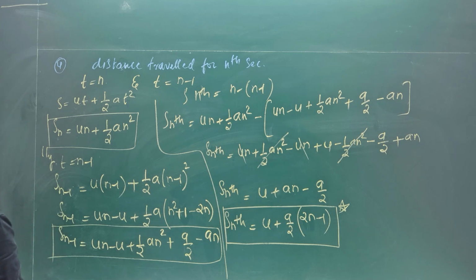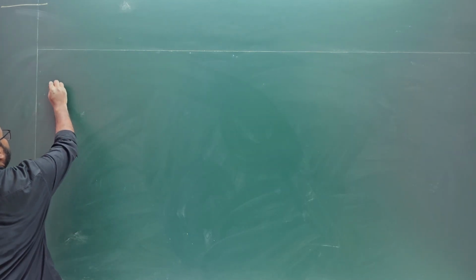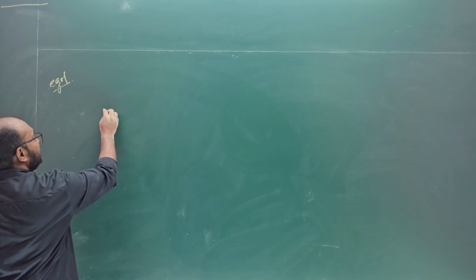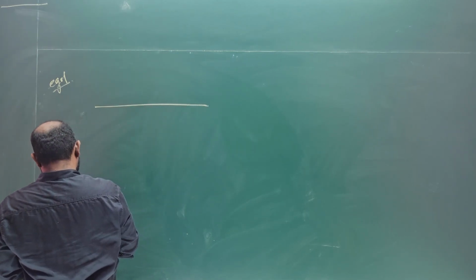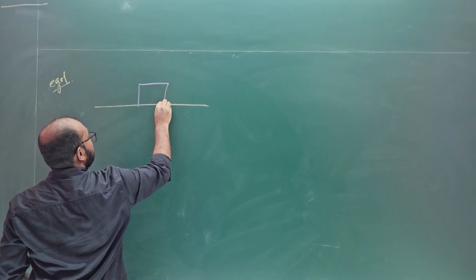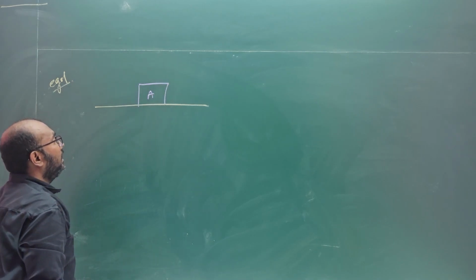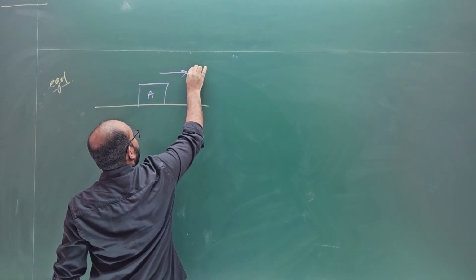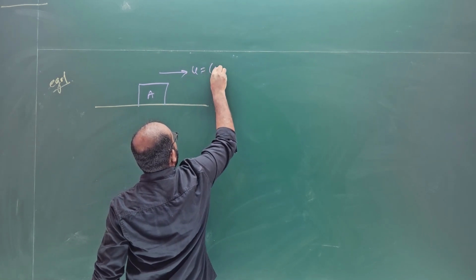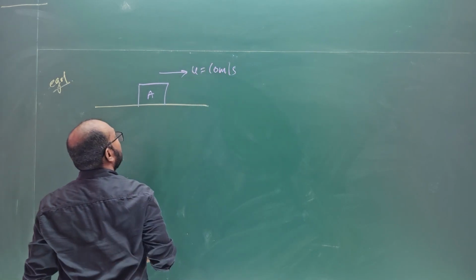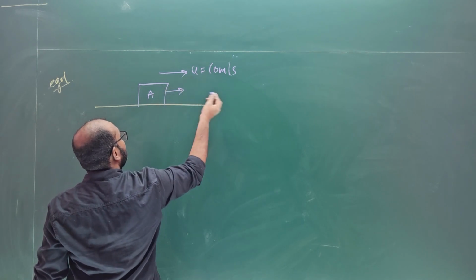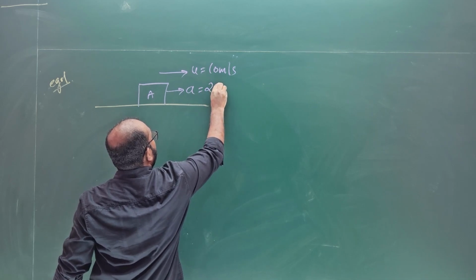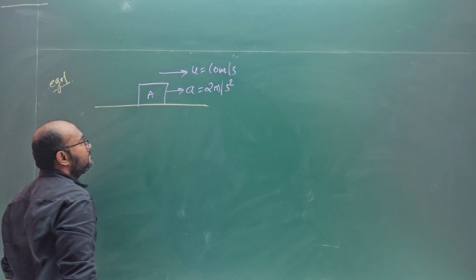Write down first. Okay. Let us start with examples. Example number 1. Consider an object is placed. Let the object name be A, and this object is moving in this direction. Given that u is equal to 10 meter per second, and the acceleration is also along the direction of motion. So a is given as 2 meter per square second.